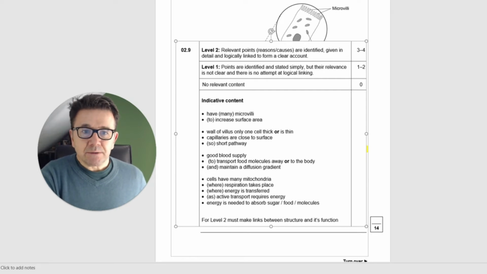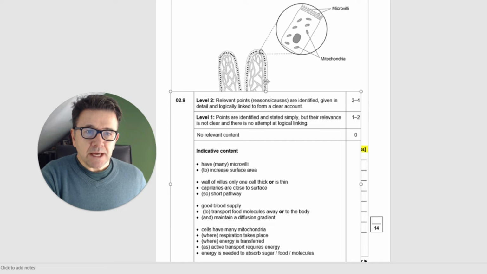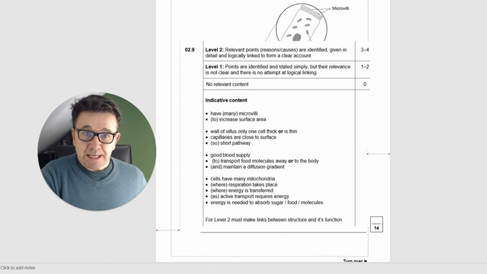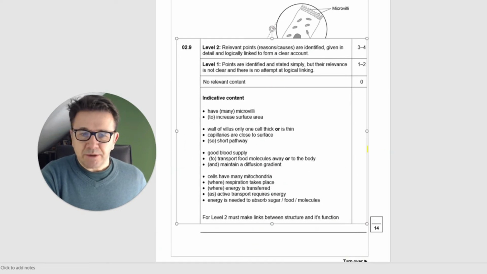And also cells, if you notice, it does show you there, cells have mitochondria. So that's a clue that active transport is occurring. So respiration takes place, energy is being released or transferred, active transport is occurring. Okay, so there's lots of clues in that diagram to allow you to answer that question fully.